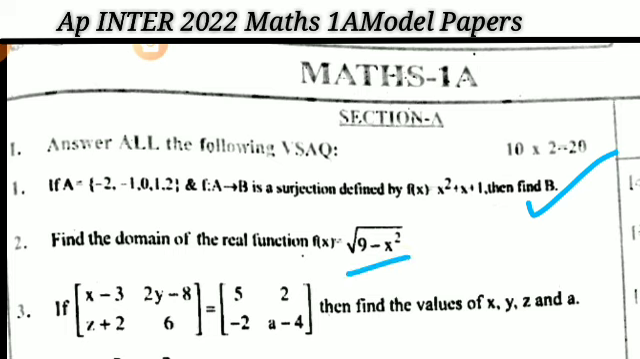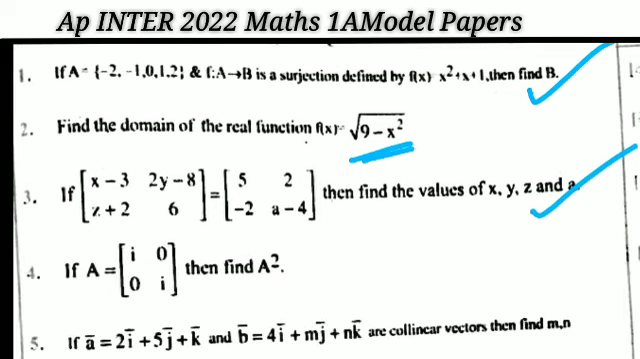Second one, find the domain of the function. This is also the most important question. Third one, if the two matrices are equal, then find the values of x, y, z, a. Very important sum. If A is equal to the matrix [1 0; 0 1], then find A square.